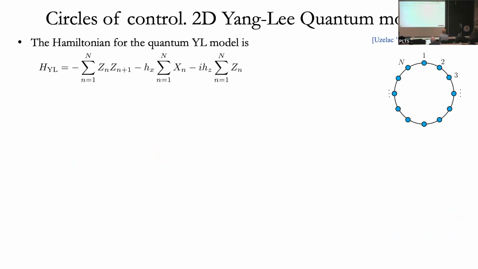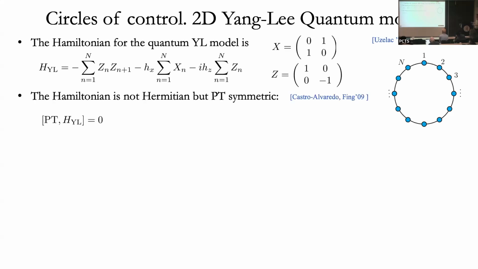I call it circles of control because we work on a circle, and my talk will be very complementary to the first talk today by Andreas, because I have exactly the same Hamiltonian as Andreas has in his slides. The only difference is that there's an i here in front of the magnetic field, so it's an imaginary field.